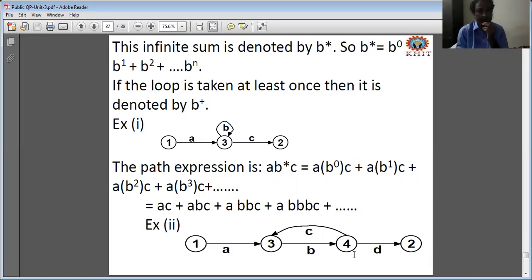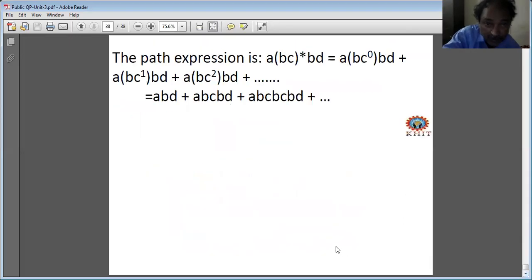Example 2: a, b, c, d. The paths are ABD, then ABCBD, then ABCBCBD, and like that it continues. The path expression is a (bc) whole power star bd. That is a (bc) power 0 bd plus a (bc) power 1 bd plus a (bc) square bd. So (bc) power 0 means nothing, (bc) power 1 means whole bc once, and (bc) power 2 means whole bc square. That is why it comes ABD plus ABCBD plus ABCBCBD plus and so on.